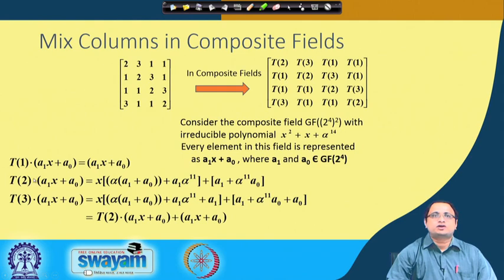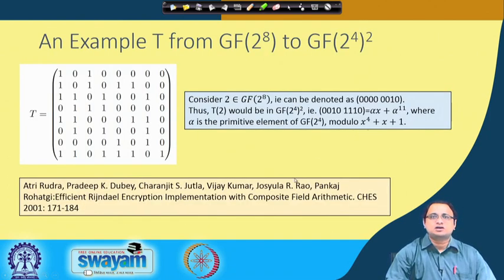So, T1 is T1. Remember that when I am doing this operation, the elements that I am multiplying are now not in GF(2^8), but in GF((2^4)^2). Therefore, they will be represented as, say, A1x + A0. If I multiply with T1, I will get A1x + A0, because T1 is 1 itself. For T2, when I multiply with A1x + A0, note that T2, as we have found out in the previous discussion, is alpha x + alpha^11.